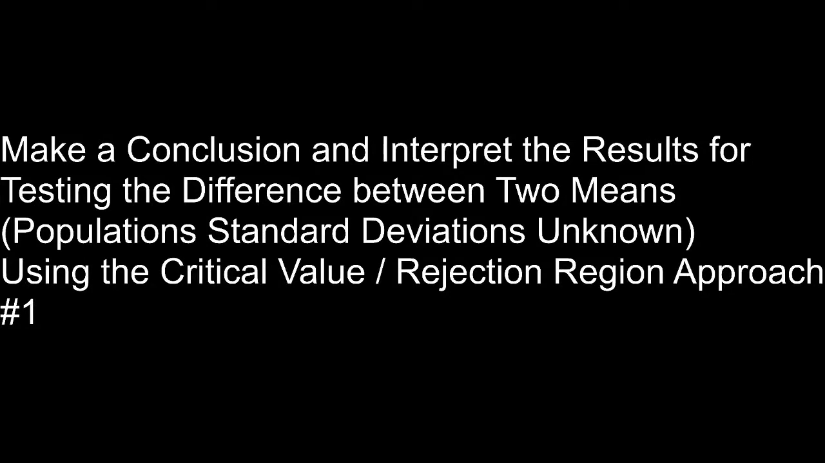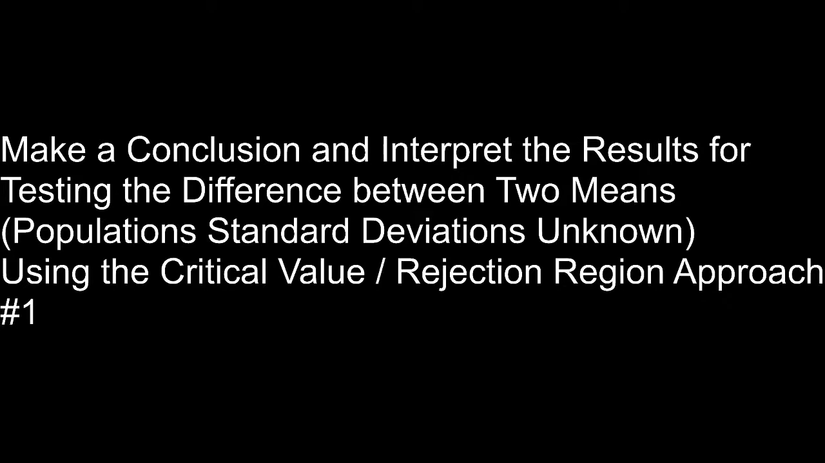This video is on the objective: make a conclusion and interpret the results for testing the difference between two population means where the population's standard deviations are unknown. If that's the case, it means we're going to end up using the student's t distribution instead of the z, instead of the standard normal. And this is using the critical value or rejection region approach, usually just called the critical value approach.